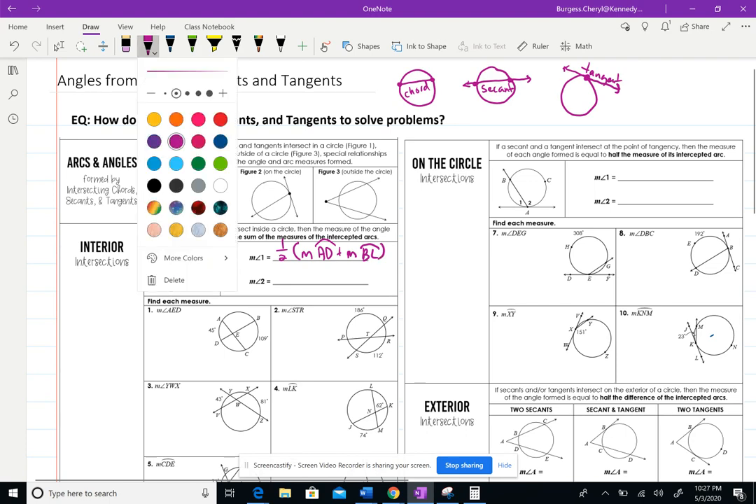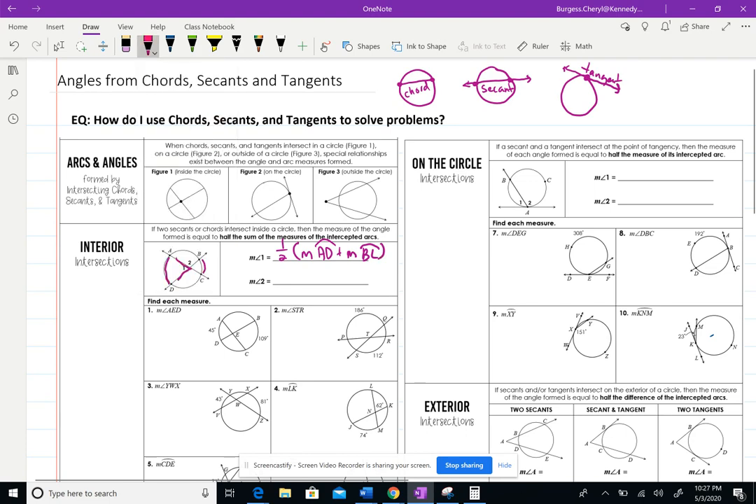Okay, and the measure of angle 2 is 1/2 of the sum of arcs. So here's angle 2, AB plus CD. Arc AB plus the measure of arc CD.